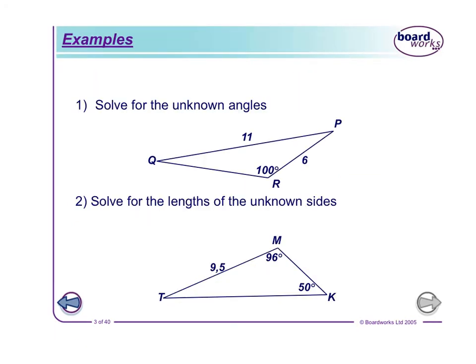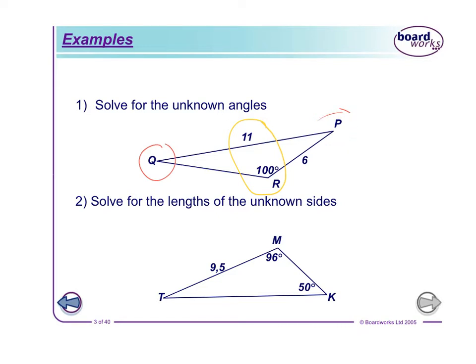All right, so for question 1, it says solve for the unknown angles. So solving for unknown angles means we need to look for angle P and angle Q. Now what we need to start with, if we're going to use the sine rule, is a full pair of information: a side and its opposite angle. So I have that in this respect. I've got angle R and I've got its opposite side.